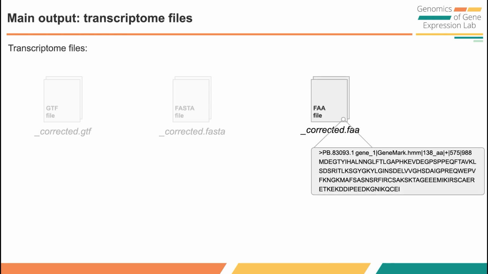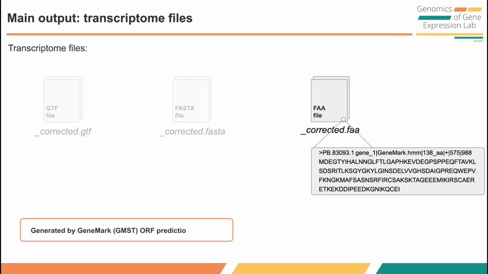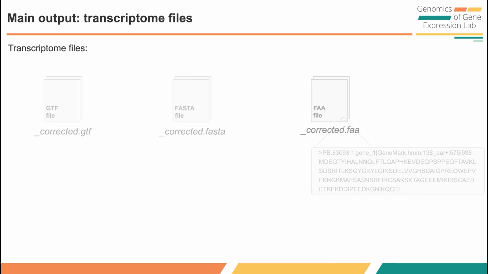FAA file: the _corrected.faa file contains FASTA formatted protein sequences derived from transcript sequences. These sequences are obtained by running the GeneMark open reading frame prediction algorithm and will not be output if the skipORF flag is supplied.